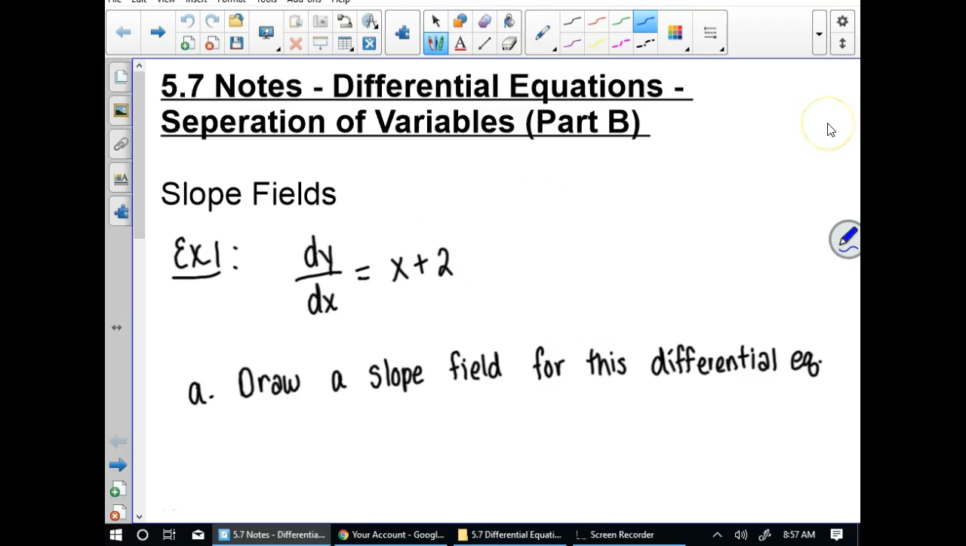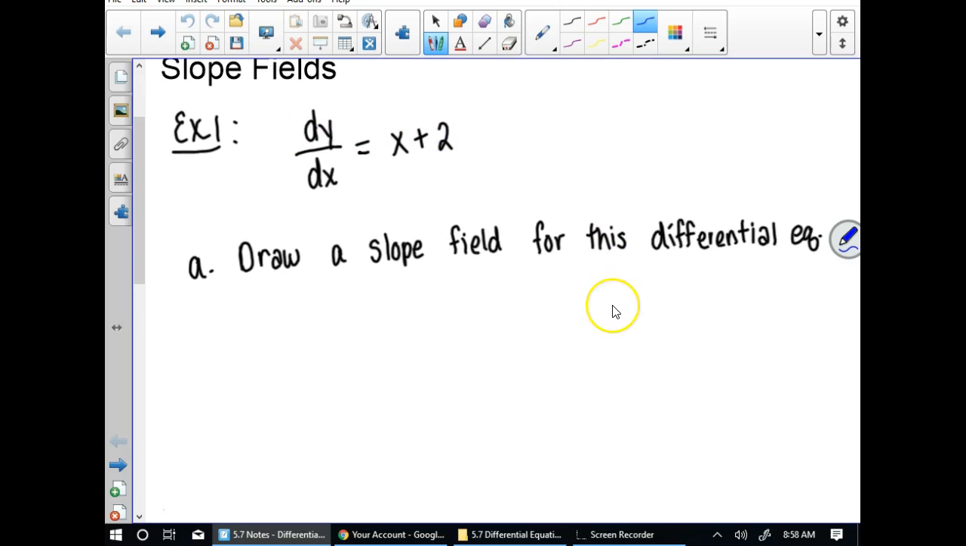Okay, so we're going to put together slope fields with the solutions for the differential equations, because sometimes we'll see a multiple choice question. A lot of times when you have a differential equation on a free response question, a slope field is part of it. So we're going to start with this equation, dy over dx equals x plus 2. This is a pretty simple differential equation that we're dealing with here.